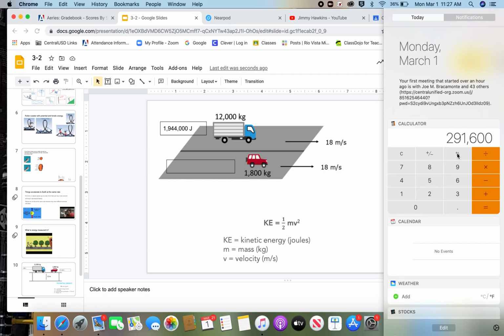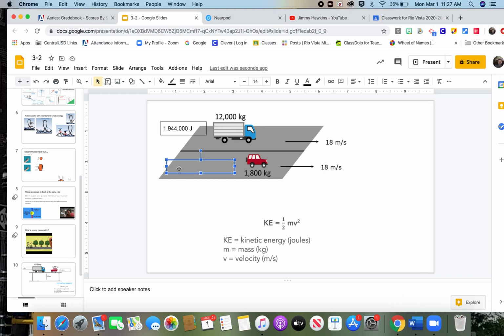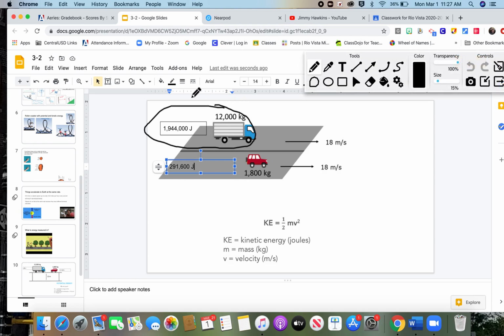And I get 291,600. So let's plug that one in. 291,600 joules. And so the last thing we got to do is just talk about which has the most kinetic energy, and that's definitely going to be the truck. It has the most. It's obviously way more than the car.